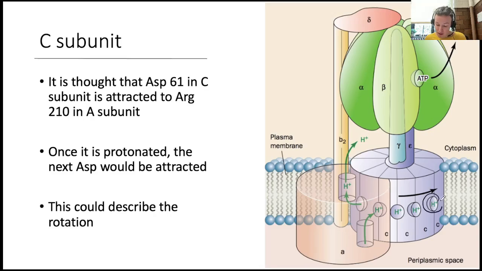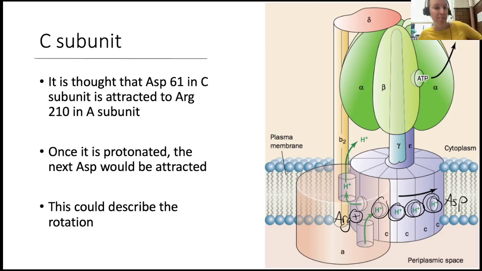So, all of these circles down here in the C ring represent the aspartate. It is thought that this aspartate in the C subunit is attracted to an arginine in the A subunit. Since aspartate is negatively charged, it's pulled towards that positively charged arginine. And once that aspartate is protonated, it becomes neutrally charged, and so it is no longer attracted to the arginine, but the next negatively charged aspartate is, and so forth.